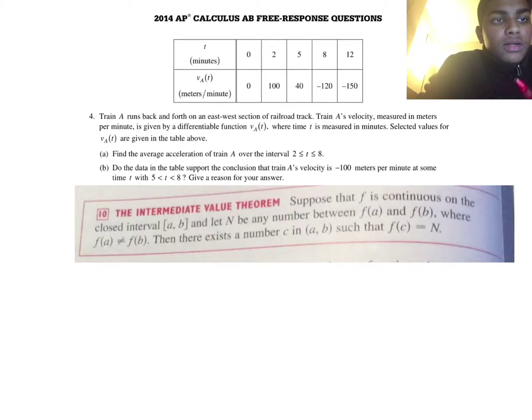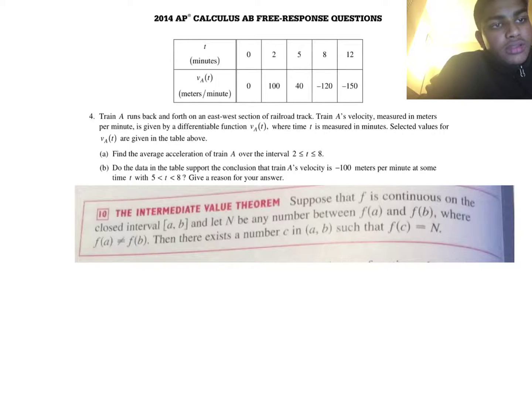Whenever we have a question asking for a value within an interval, we must think of the Intermediate Value Theorem. This is a definition from the book Calculus: Early Transcendentals, and it states that suppose f is continuous on the closed interval a to b, and let n be any number between f of a and f of b, where f of a does not equal f of b. Then there exists a number c in a to b such that f of c is equal to n.